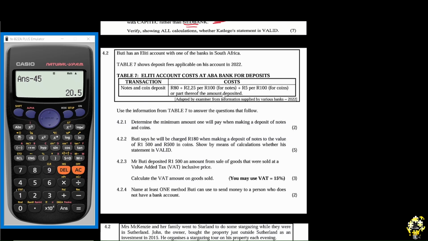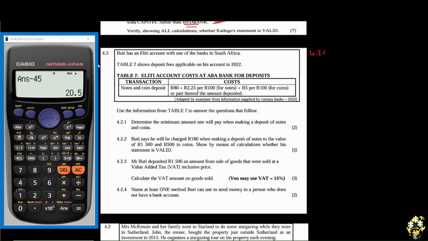Notes and coins. So for notes, it's 80 rand, which means it's constant. You are going to pay it. Before you can start deposit, they want the 80 rand plus 2.25 per 100 rand. Here it's 5 rand per 100 rand for coins, or part thereof of the amount deposited. So this 100 rand, part thereof is going to be treated as 100 rand. So now let's start here. It says determine the minimum amount.